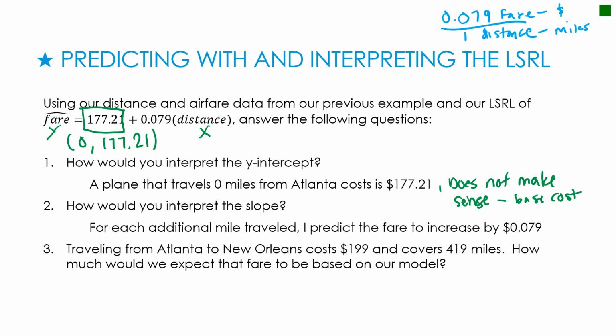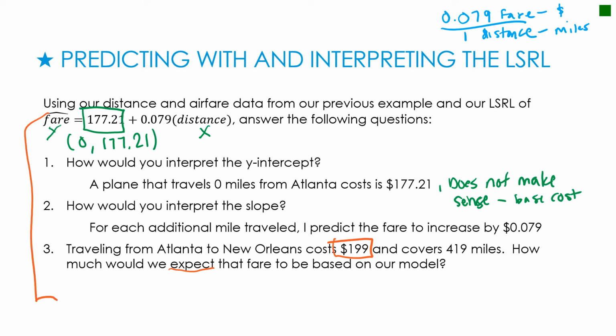Last one, traveling from Atlanta to New Orleans costs $199 and covers 419 miles. How much would we expect that fare to be based on our model? So don't just say, well, obviously it's $199. Remember that that is the actual value. My question is, what would we predict? What's our prediction? What would we expect to have happen?